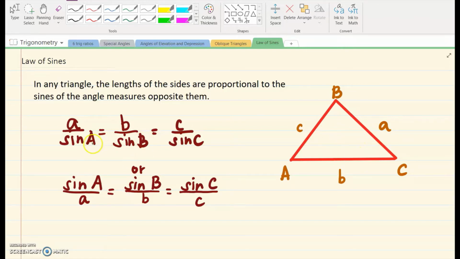So the law of sine states that a over sine A equals b over sine B equals c over sine C. Or its alternate will be sine A over a equals sine B over b equals sine C over c.